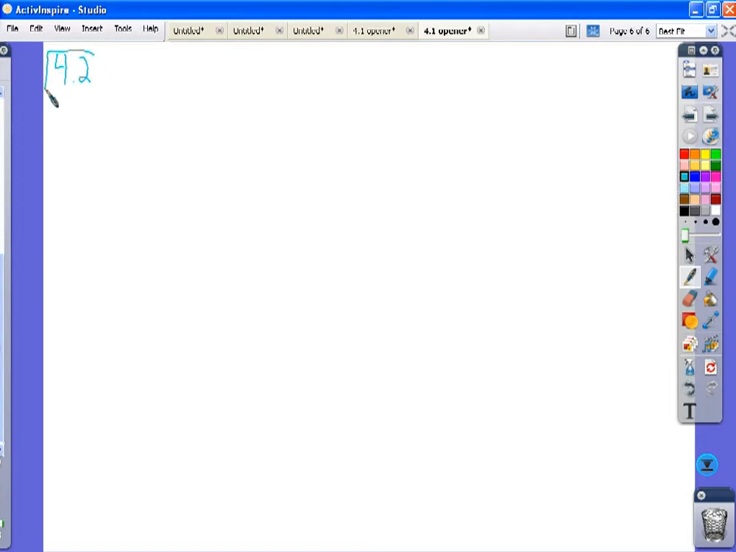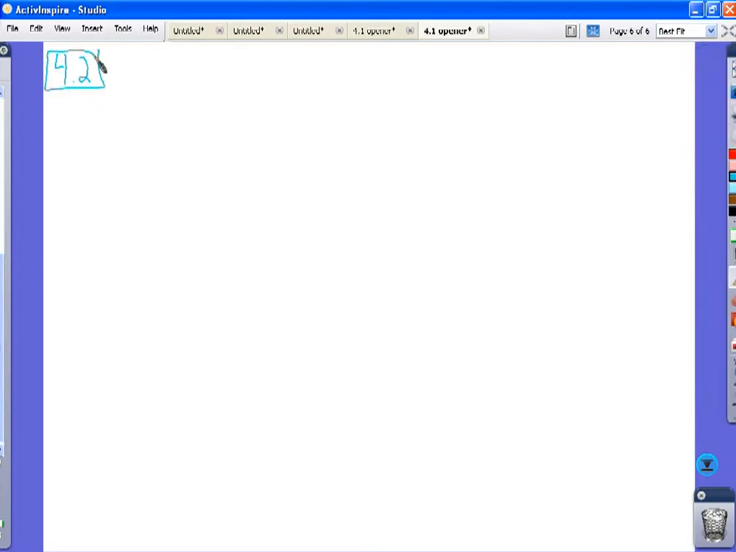Now we'll go to 4.2. No longer looking at standard form.